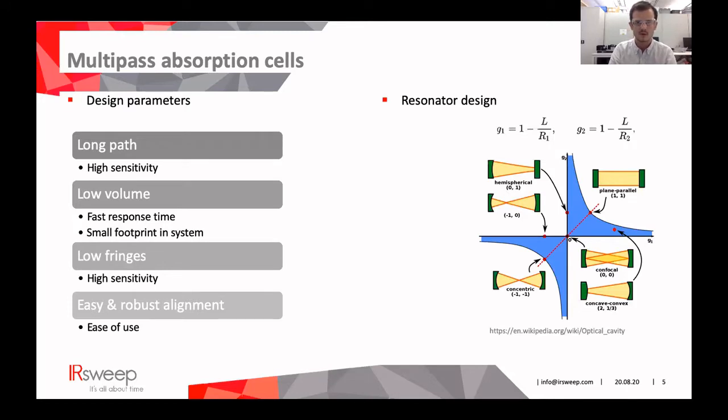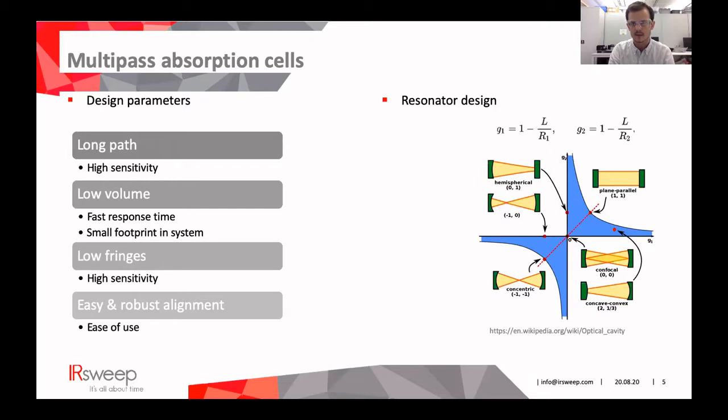The third parameter, of course, is low fringes. That is essentially crosstalk between different possible paths in the cell, but also in the whole optical setup. And of course, the lower these fringes are, the higher the sensitivity that you're getting. And a more practical aspect is robust and easy alignment. That just makes the cell convenient to use and relaxes the requirements on the setup around the cell itself.